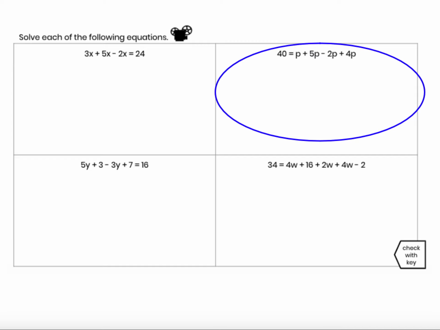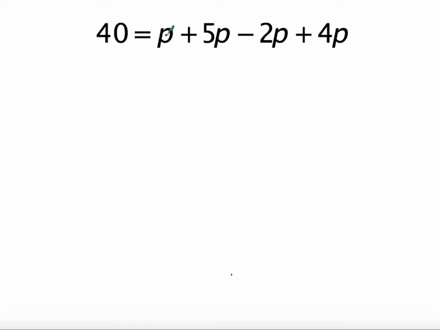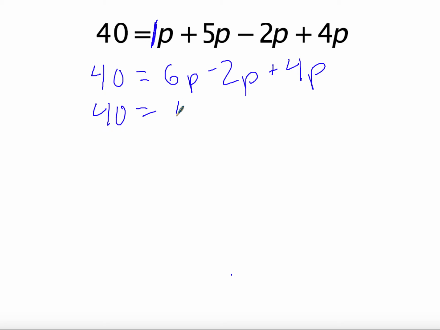Okay, next example also only has one group of like terms, a p term. So we're not having an x, we're having the variable be p here. So 40 equals 1p plus 5p. Let's not write that this time. Let's just keep track of that in our head. 1 plus 5, which is 6p. 6p minus 2p, which is 4p. 4p plus 4p is 8p. Again, you could show each step in that process. 1 plus 5 is 6. 6 minus 2 is 4.